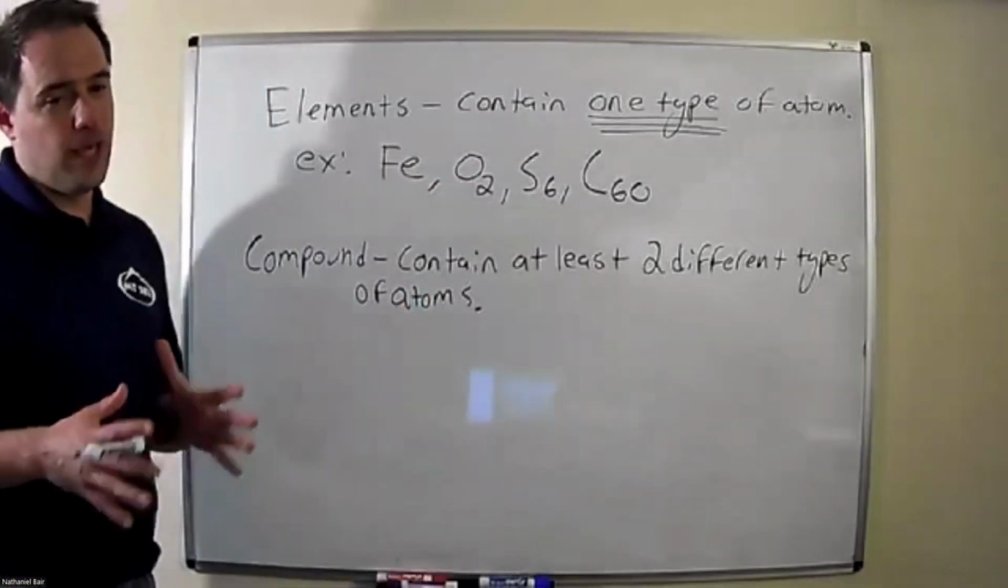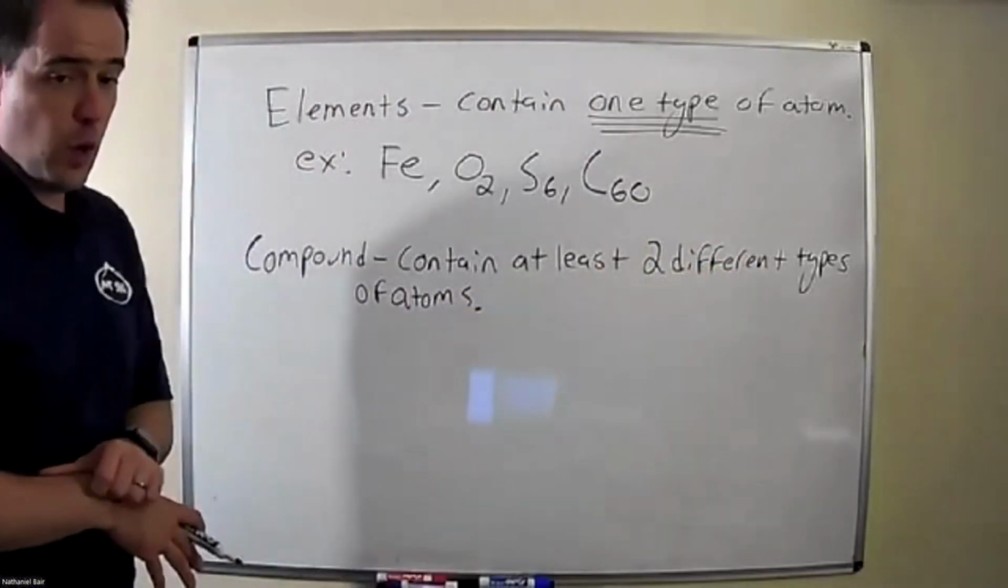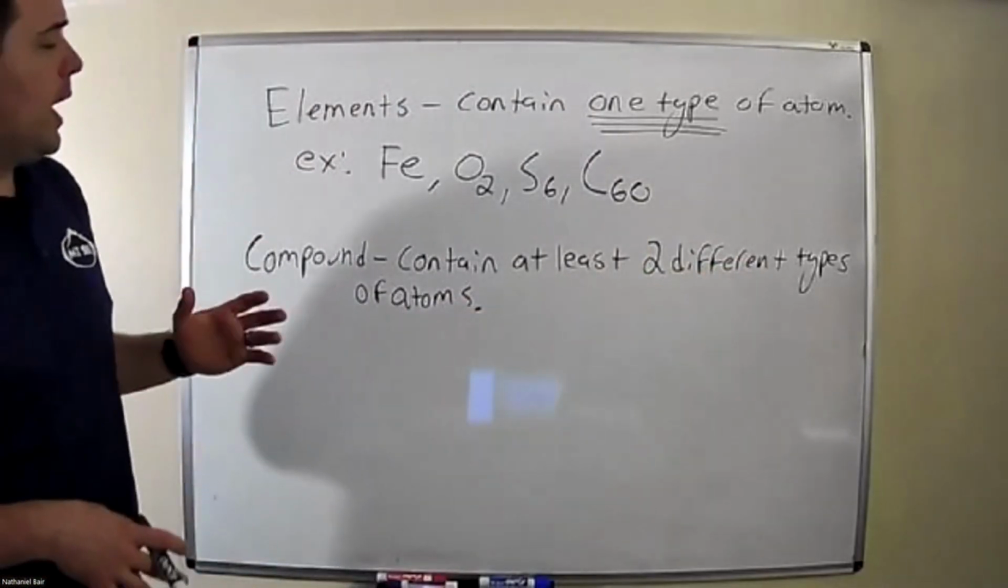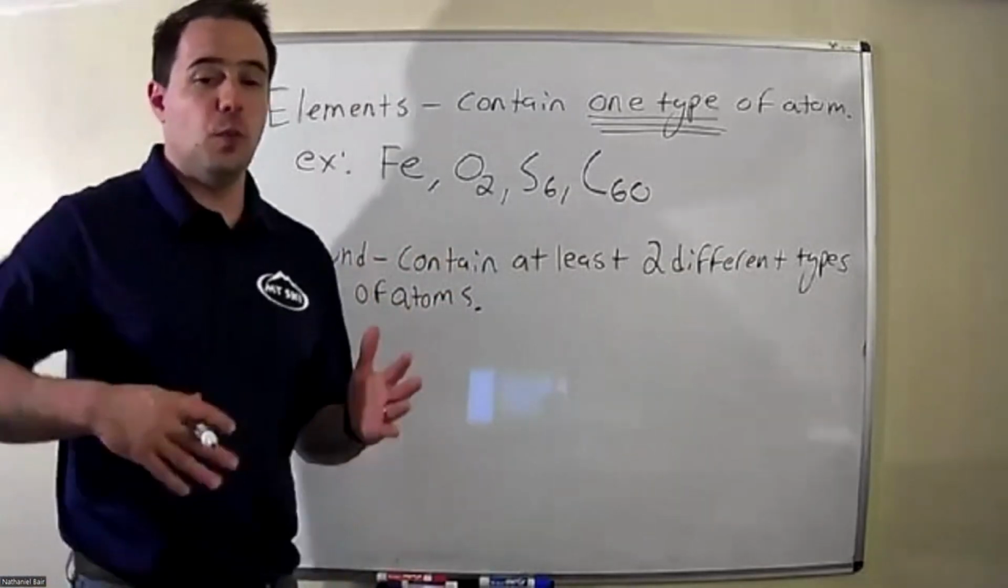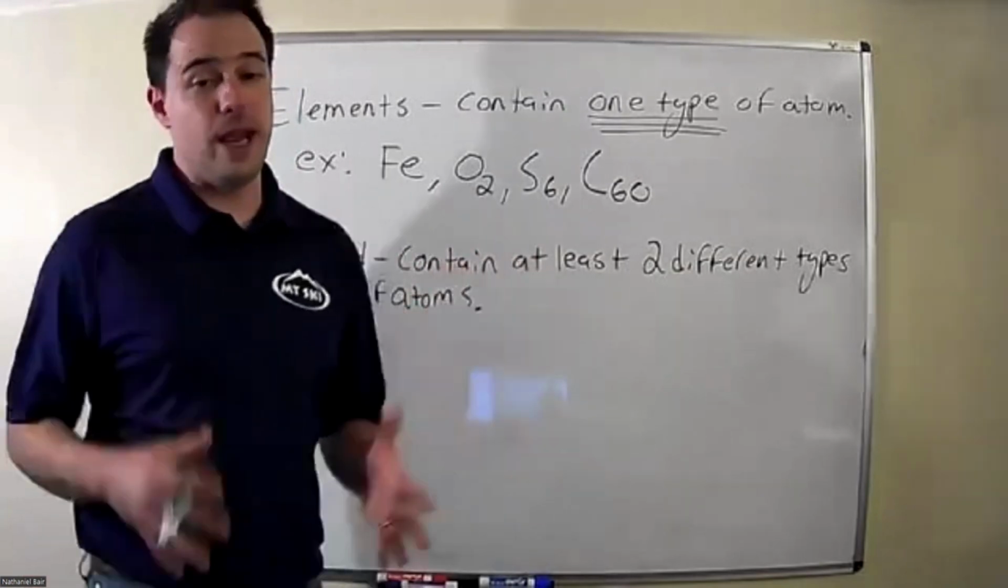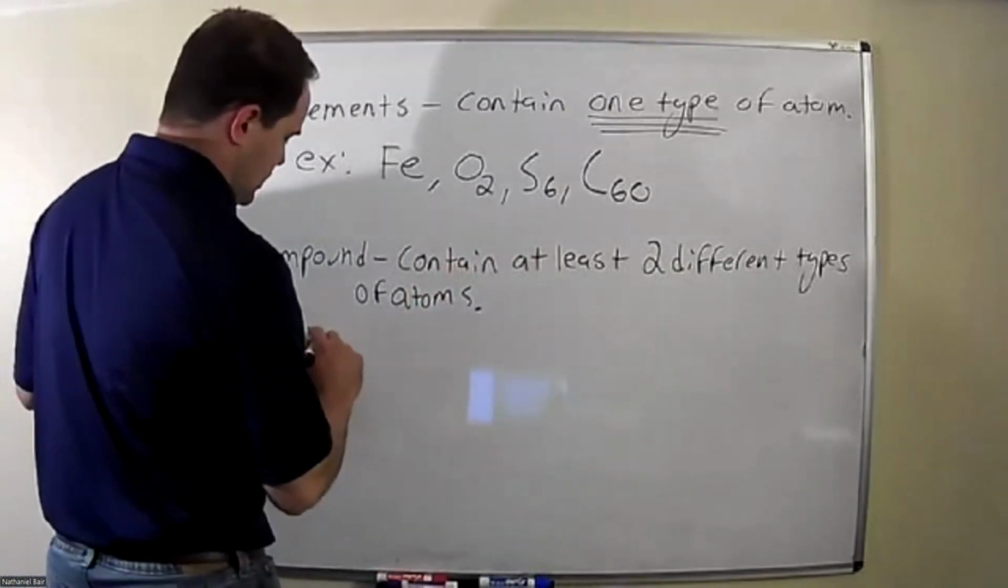Now a lot of them are organic, which you might have to take in a year or so, or maybe even this fall, doubled up with 102. But there's so many more compounds, right? And pretty much Wednesday's lectures would be like, how do we name these compounds? But a compound contains 2 different types of atoms. So let's just look at some examples.